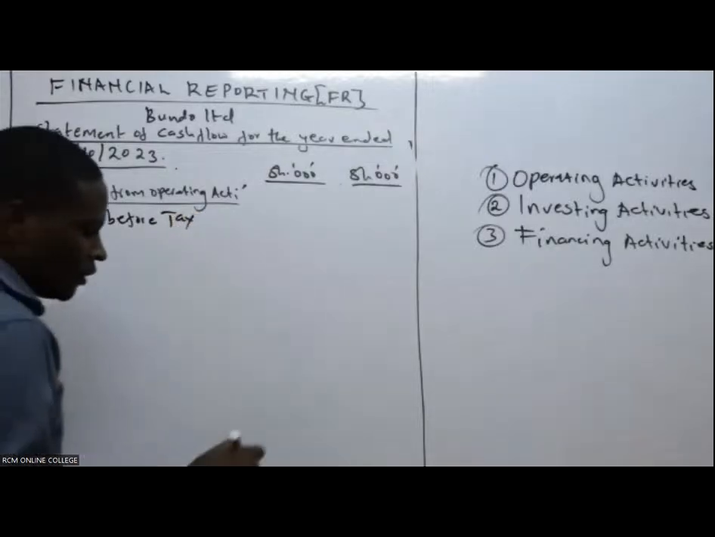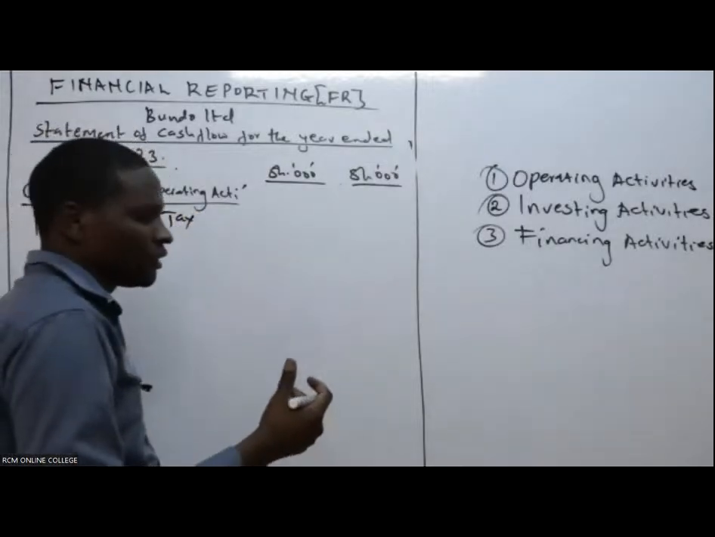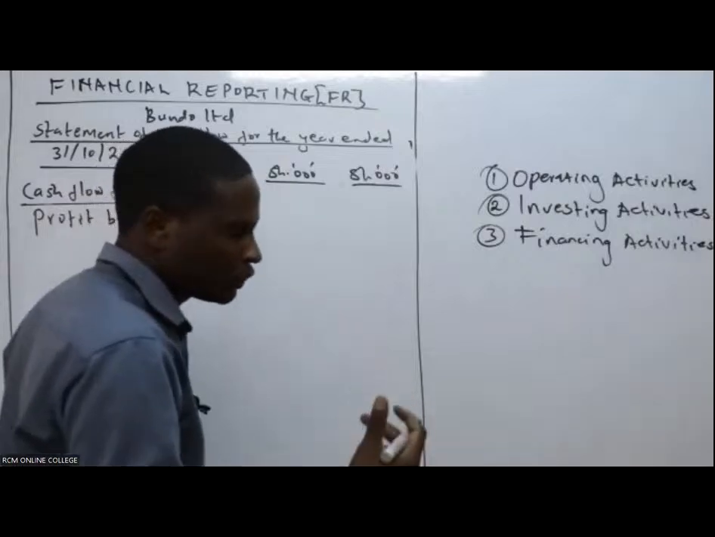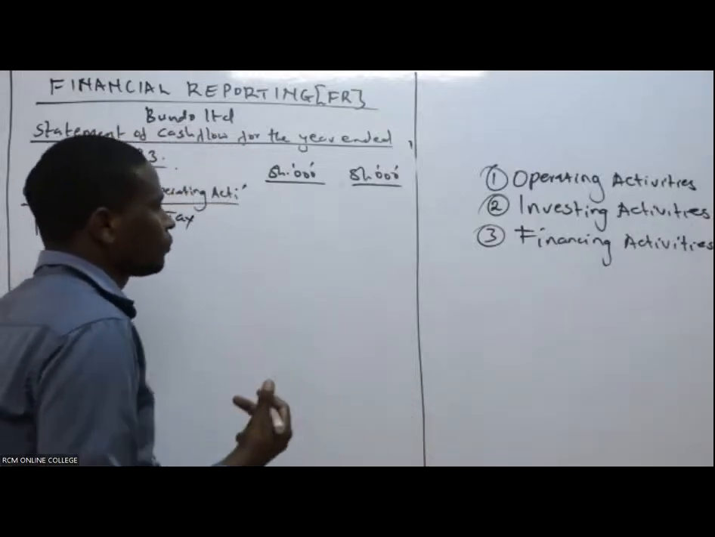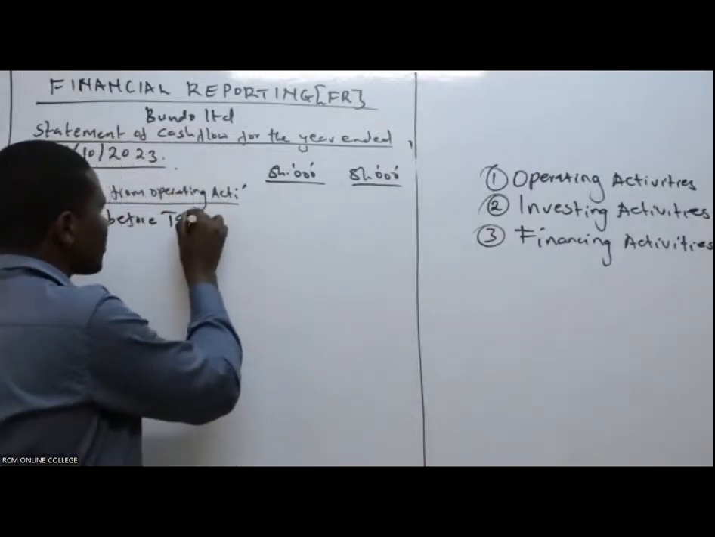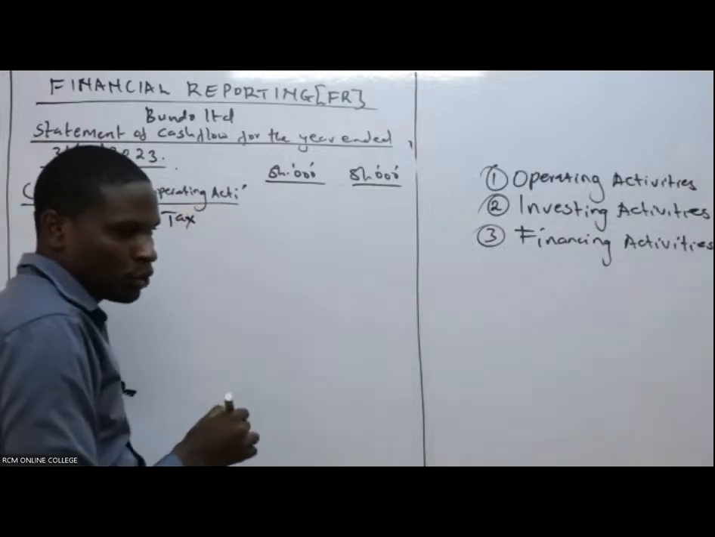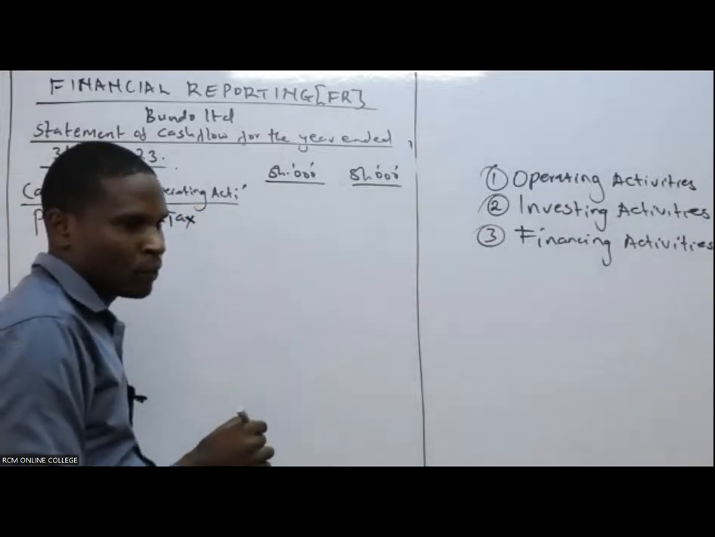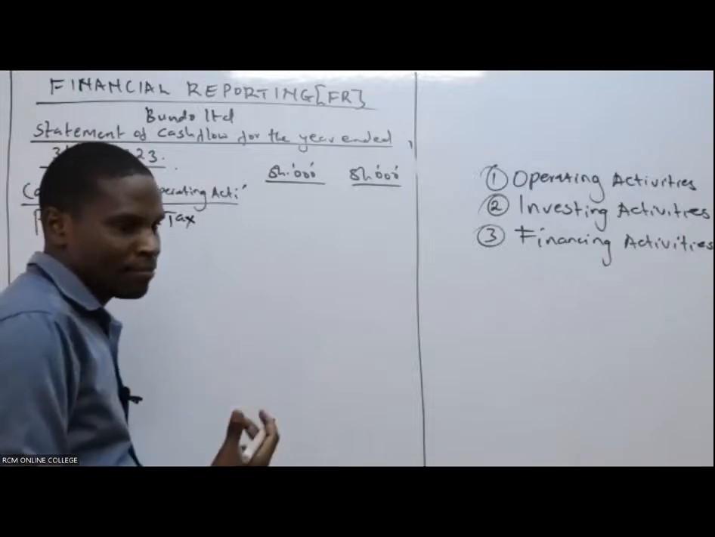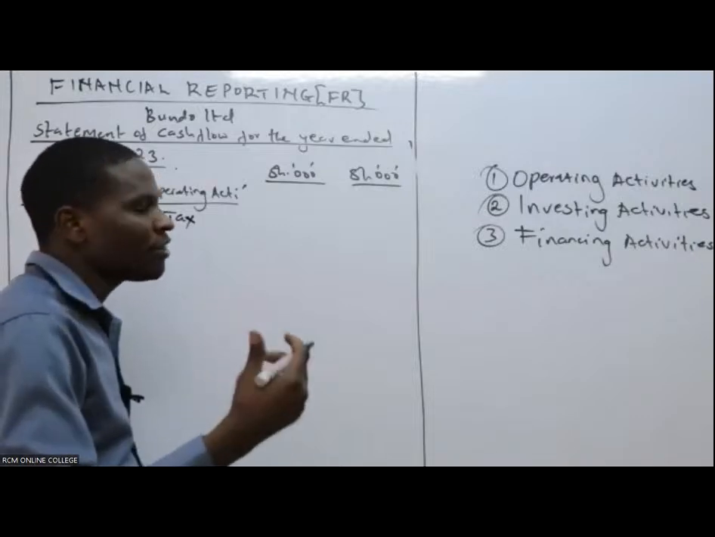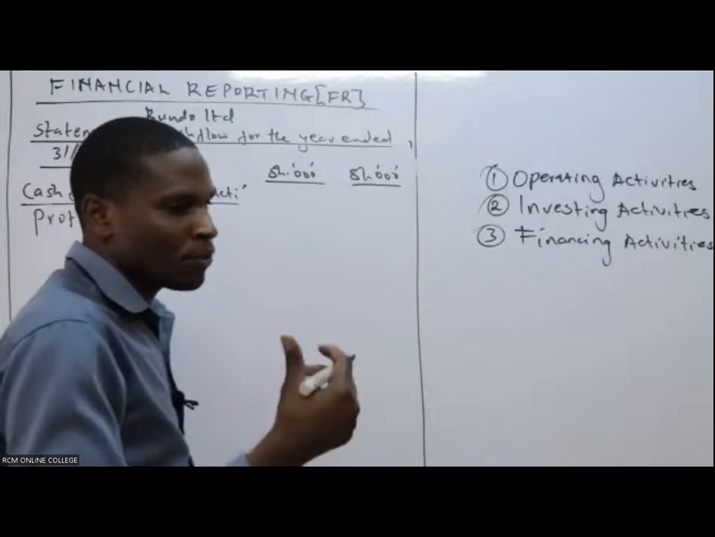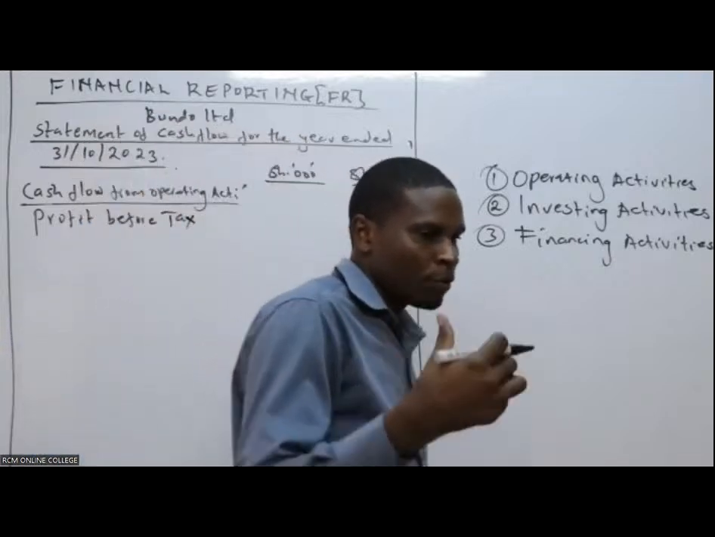Class, if the examiner brings this question or brings you a cash flow question, this is a mark that you should not fail to get. Why? It is a direct mark, a free mark. Can you give me the PBT? What is our profit before tax?